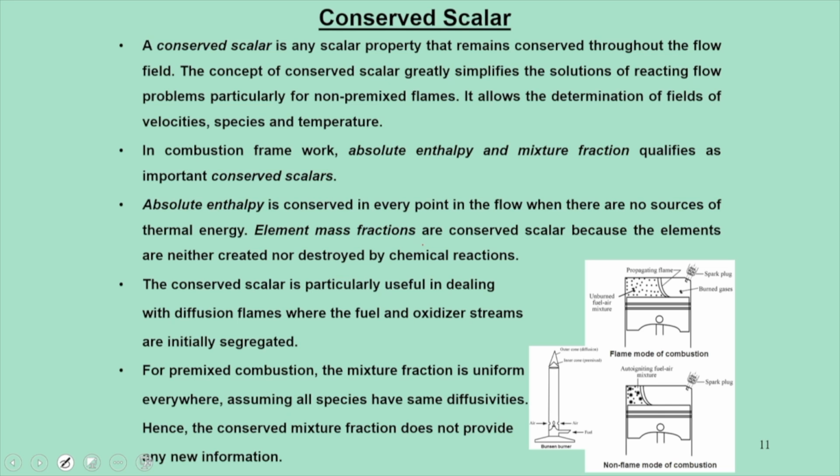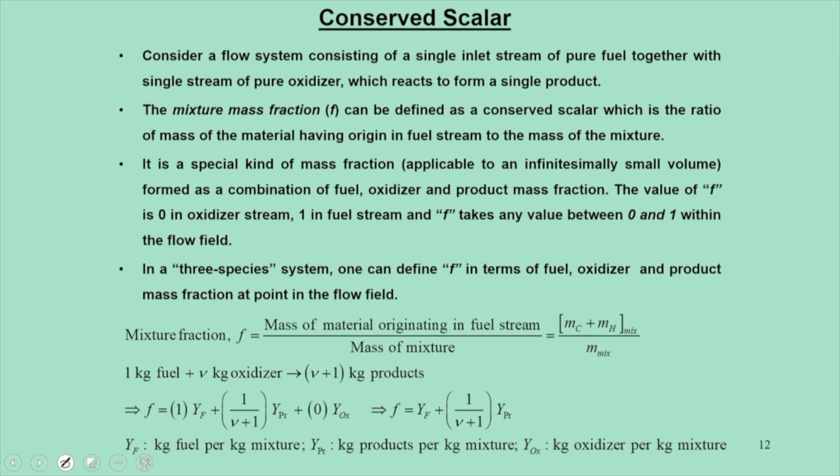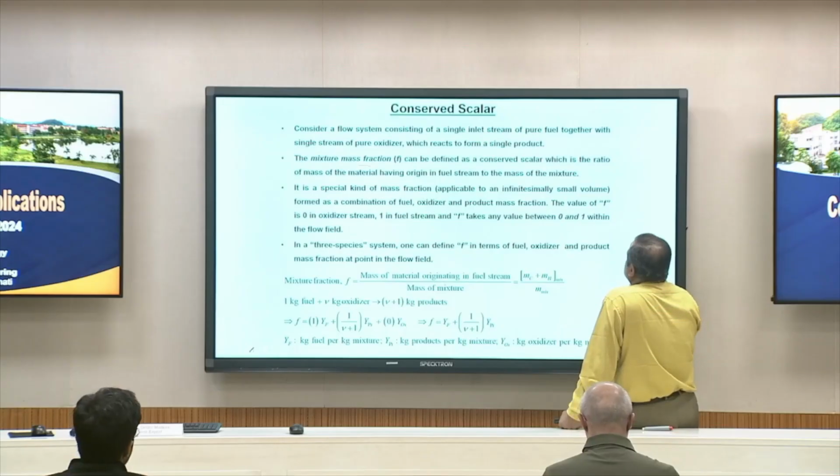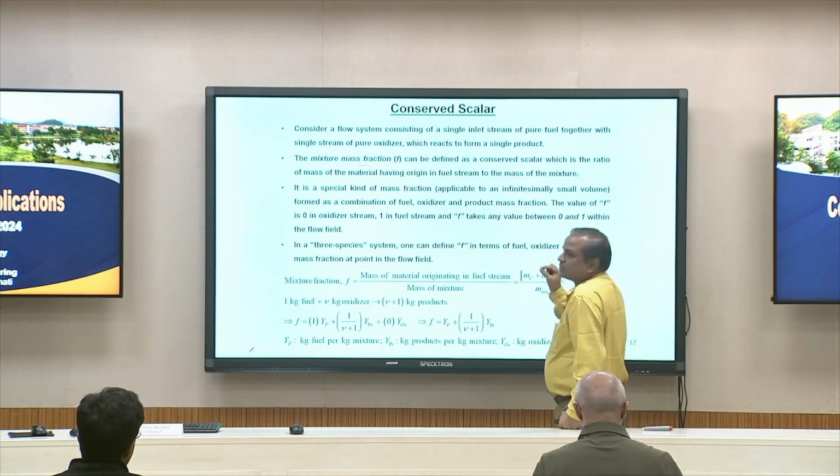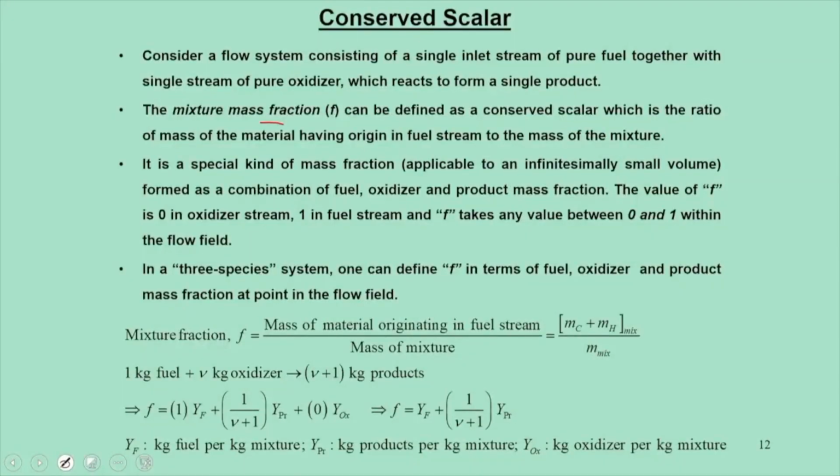With respect to the fuel point of view, we will try to define another parameter apart from the equivalence ratio. That extra parameter we call the mixture mass fraction. This mixture mass fraction is defined as a conserved scalar, which is the ratio of the mass of the material having origin, and this needs to be emphasized, origin from the fuel stream, to the mass of the mixture.